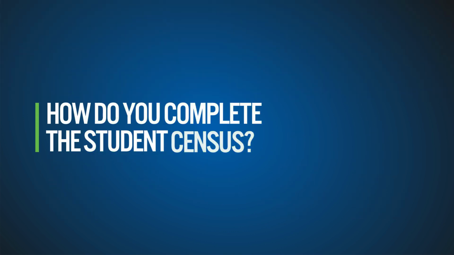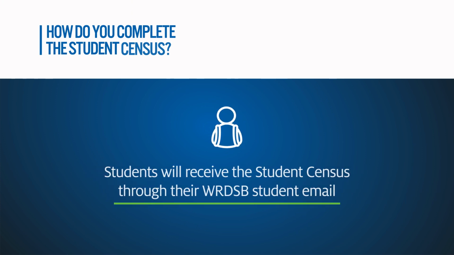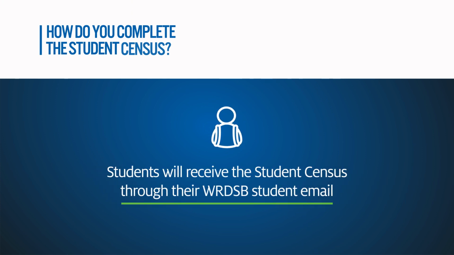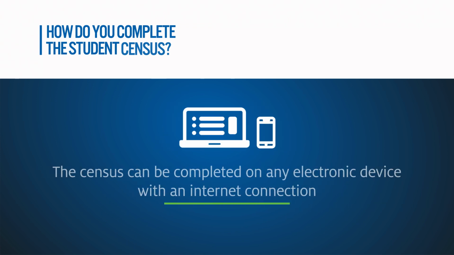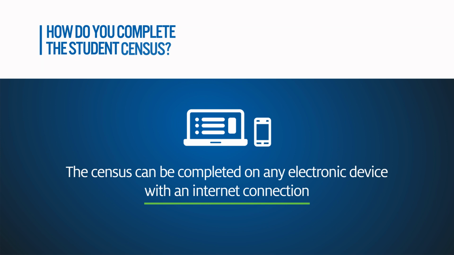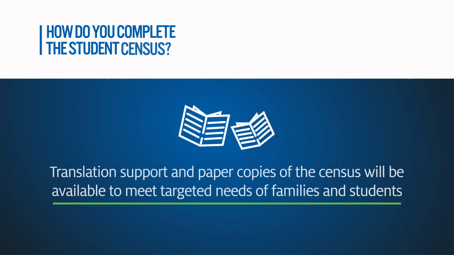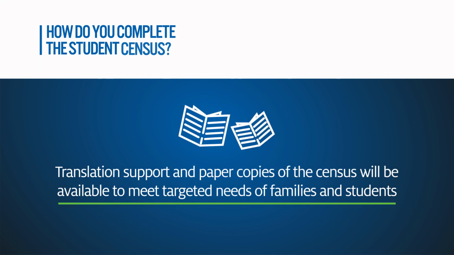How do you complete the student census? Students will receive the student census through their WRDSB student email. They will be supported to complete the census during class time for both in-person and distance learning students. Parents and guardians will also receive the census by email. The census can be completed on any electronic device with an internet connection. Translation support and paper copies of the census will be available to meet targeted needs of families and students.